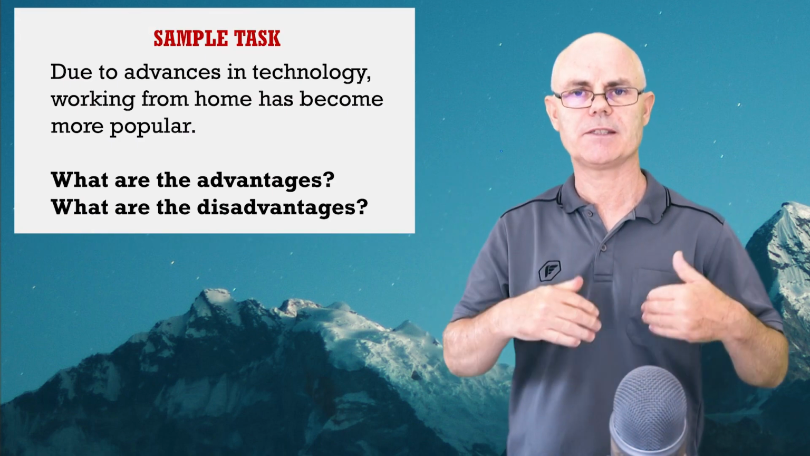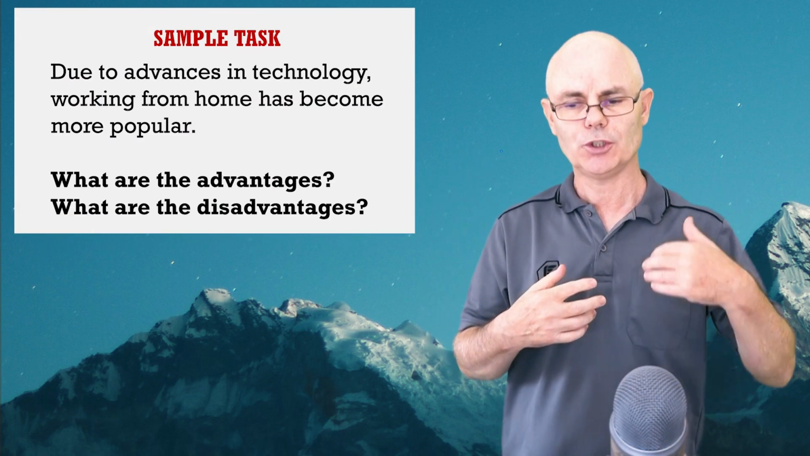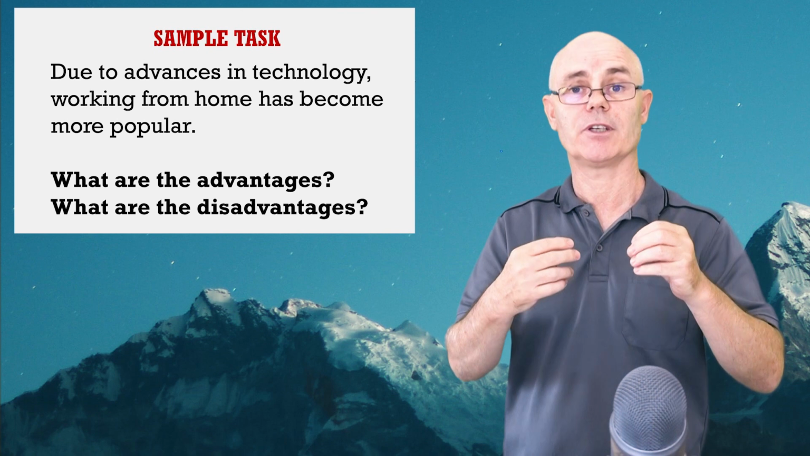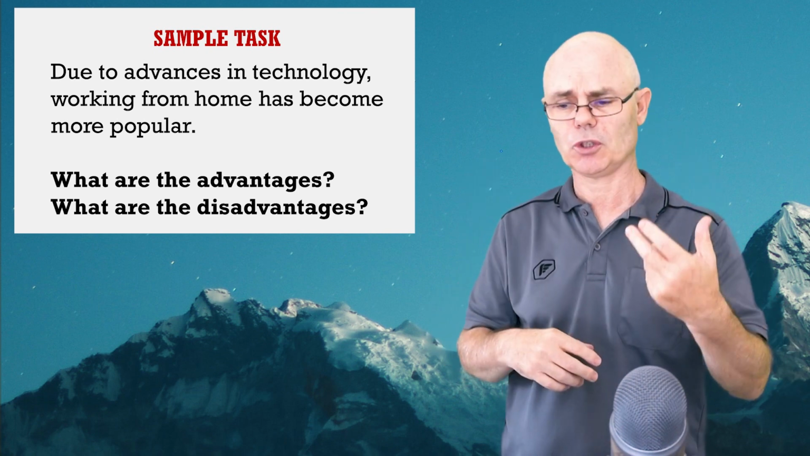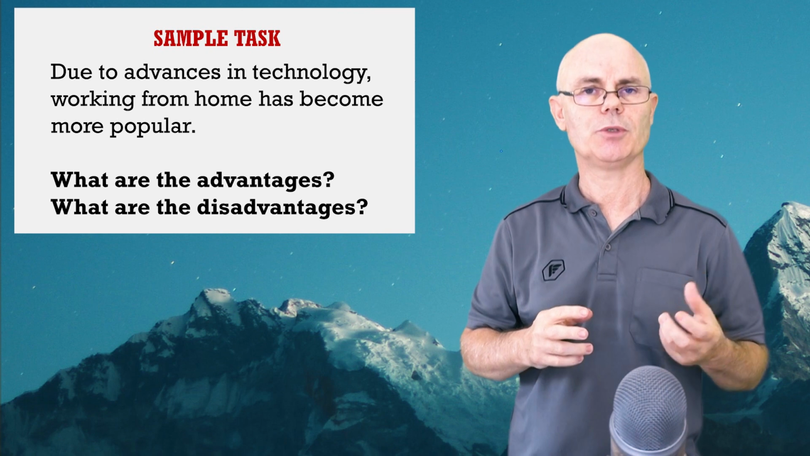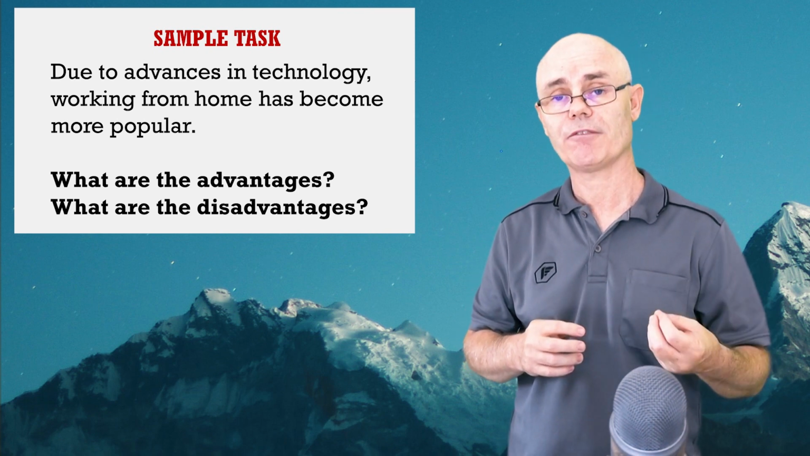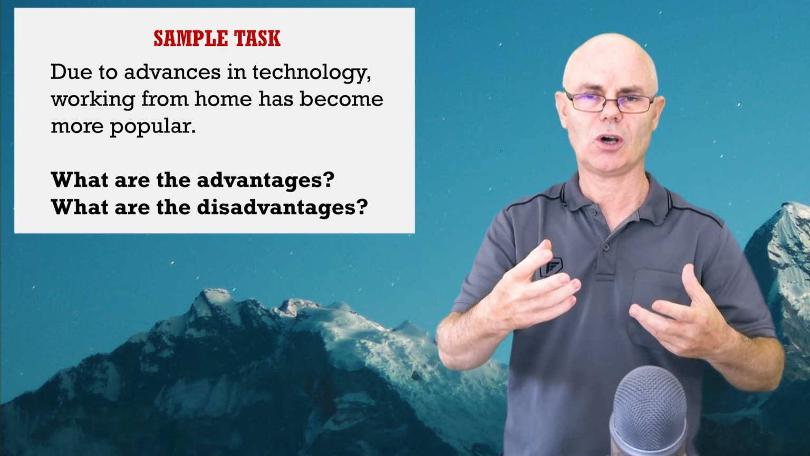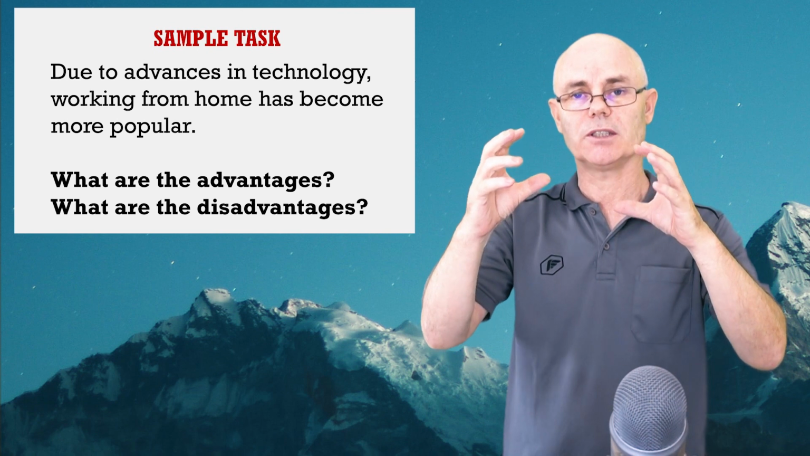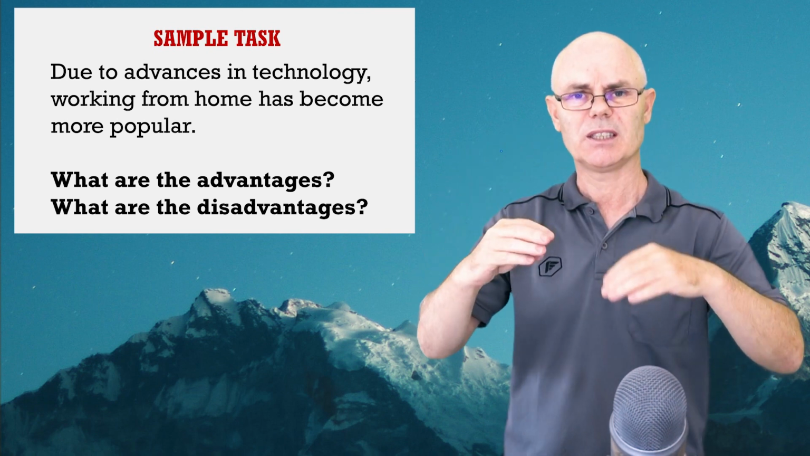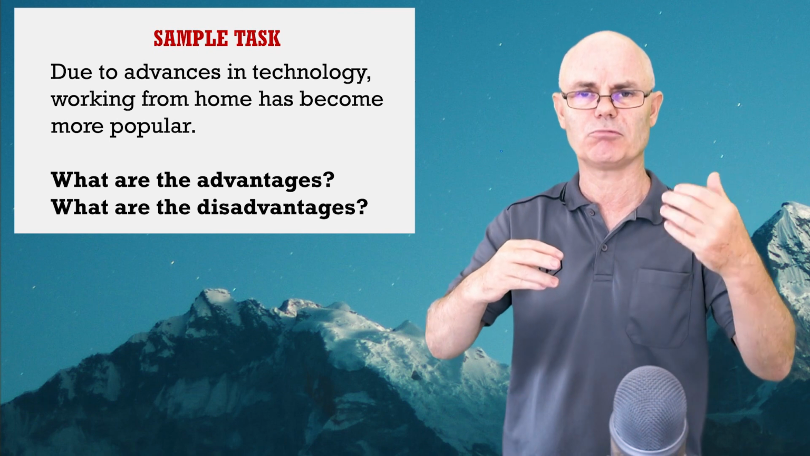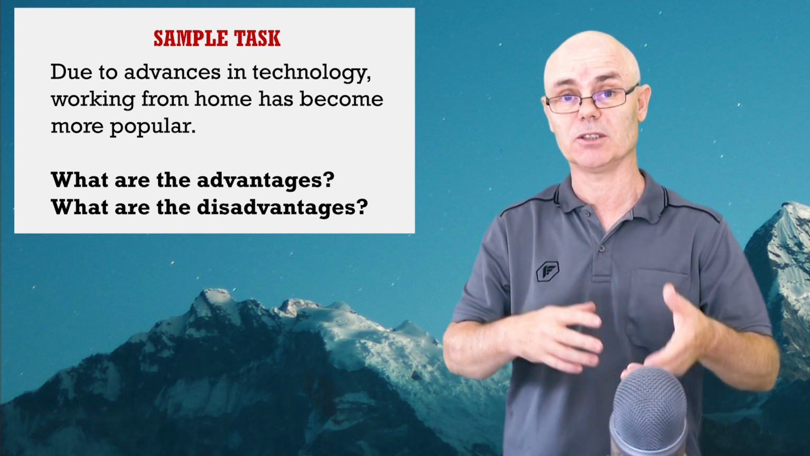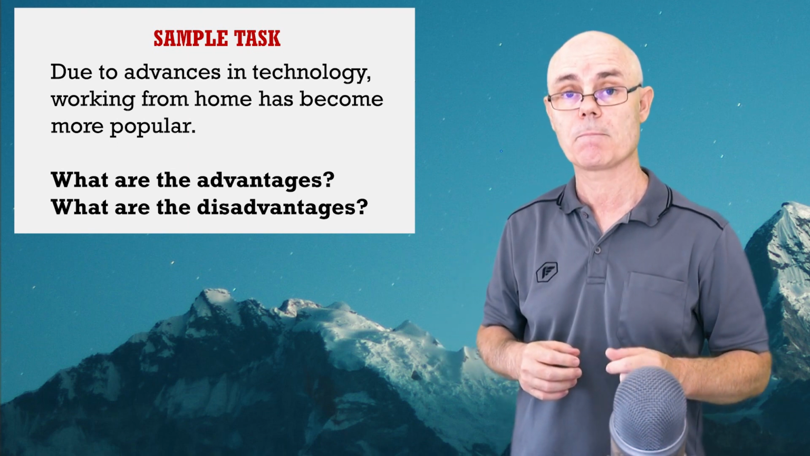So let's look at today's sample task, and as usual, you should always look at these tasks from the perspective of having a topic and a question. So the topic is, due to advances in technology, working from home has become more popular. Now note with this topic that really the essential part is the working from home more popular. Technology is just an enabler. You're not really supposed to focus too much on the technology aspect. It's really the aspect of working from home.